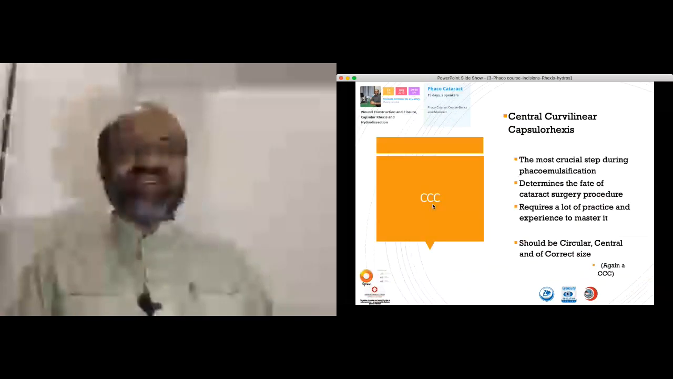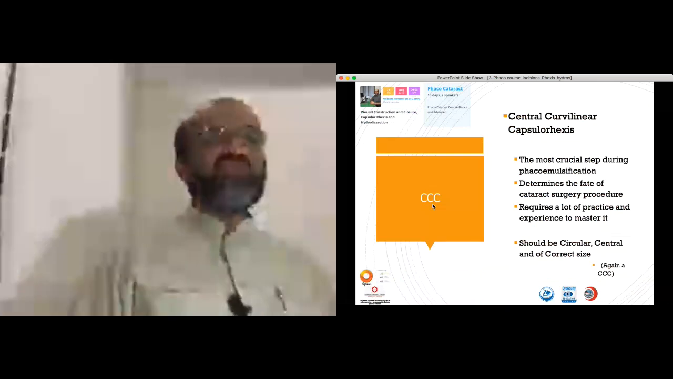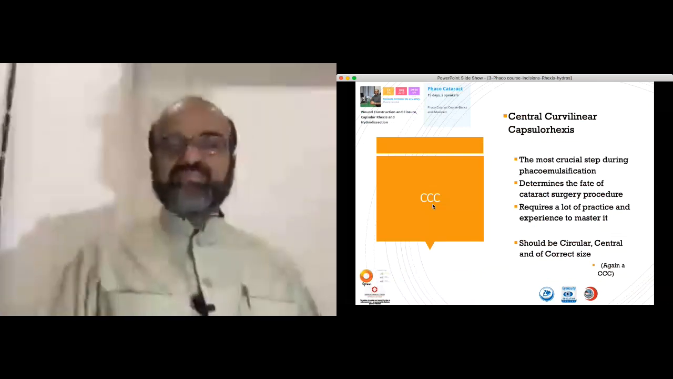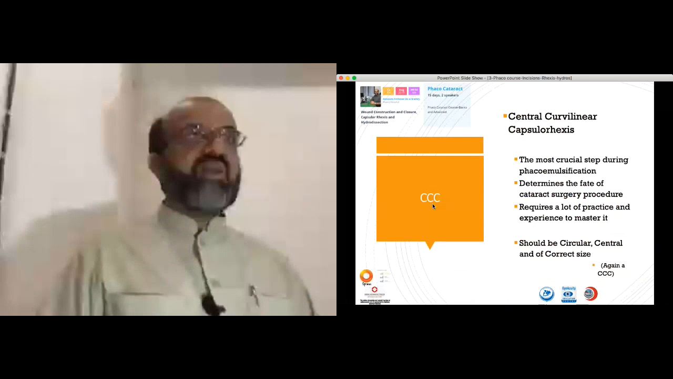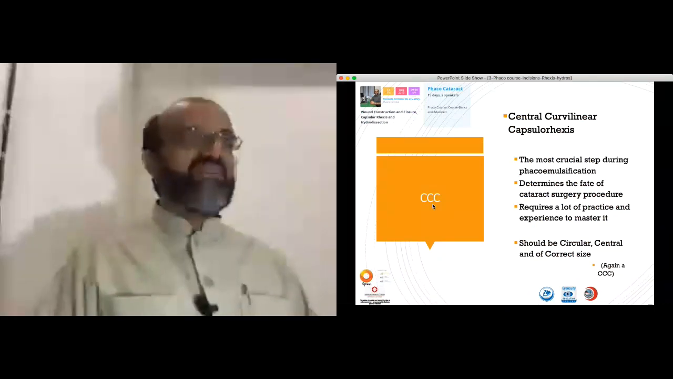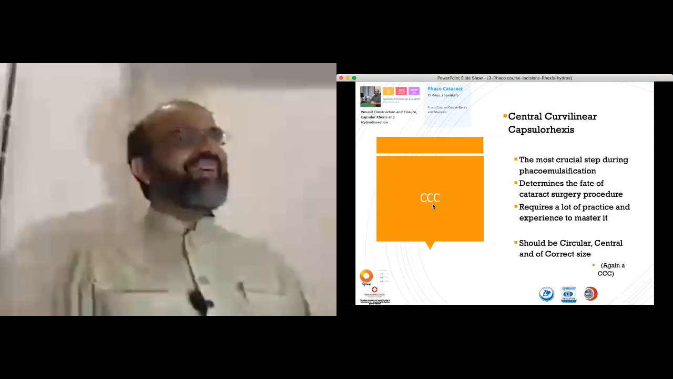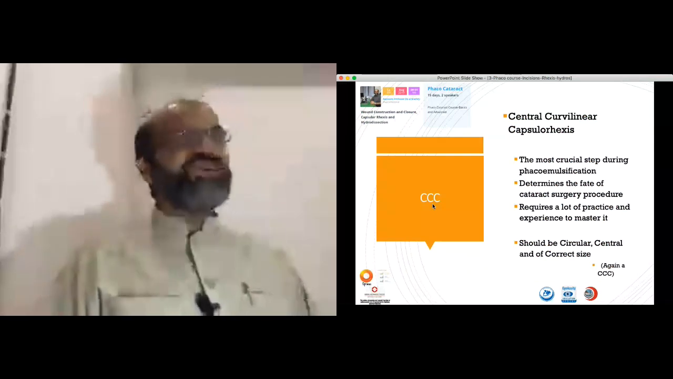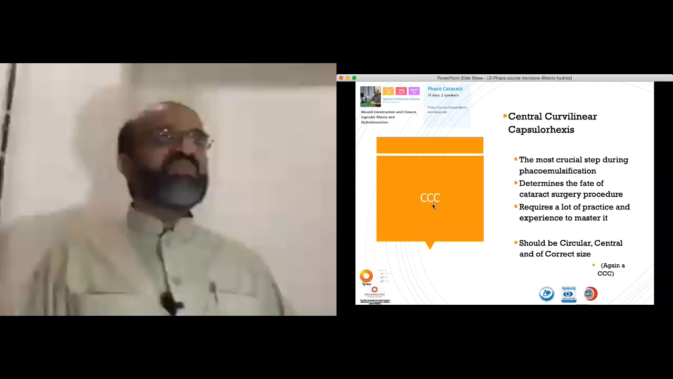So central curvilinear capsulorhexis, that is known as CCC, the most crucial step in phacoemulsification. I have seen the residents talking: अल्लाह करे आज मेरा रैक्सिस ठीक हो जाए, फिर फेको की खैर है. So this is what you need to learn.